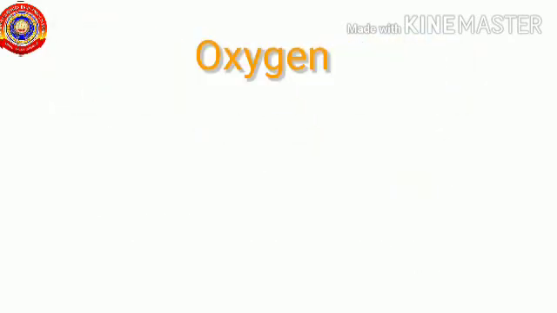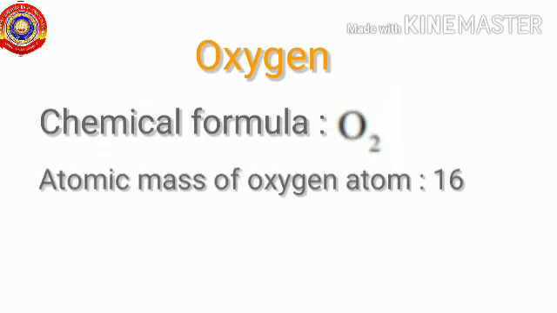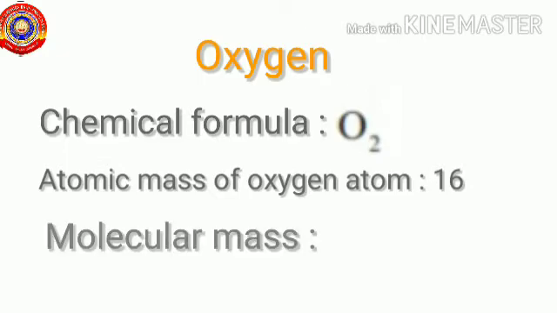Oxygen. Its chemical formula is O2. There are 2 oxygen atoms and you know the mass of 1 oxygen atom. So what is the sum of 2 oxygen atoms? 32.